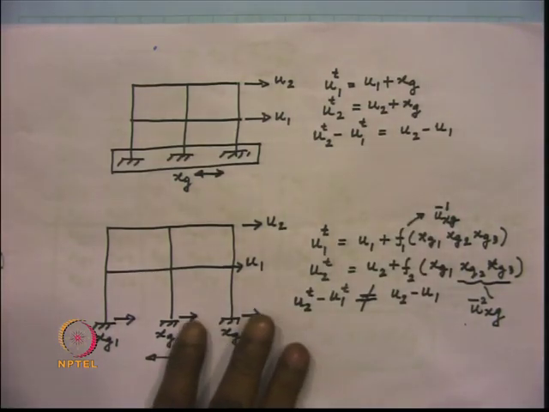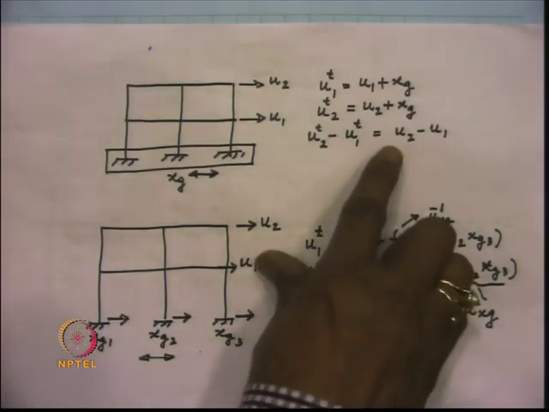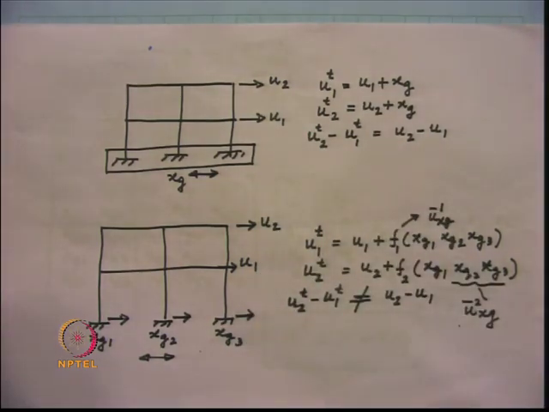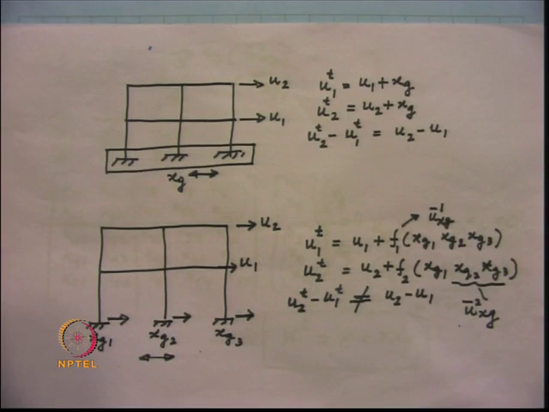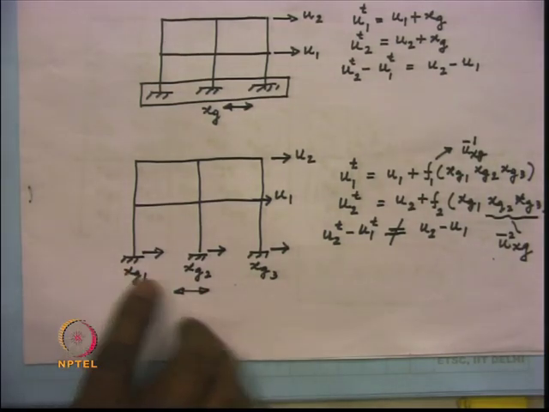And that is why for single support excitation, we have written down the equation of motion in the relative displacement coordinate, with the right hand side having the mass times acceleration, pre-multiplied by the influence coefficient vector. Now, when we come to the multi-support excitation, we see that the ground displacements are different at different supports.